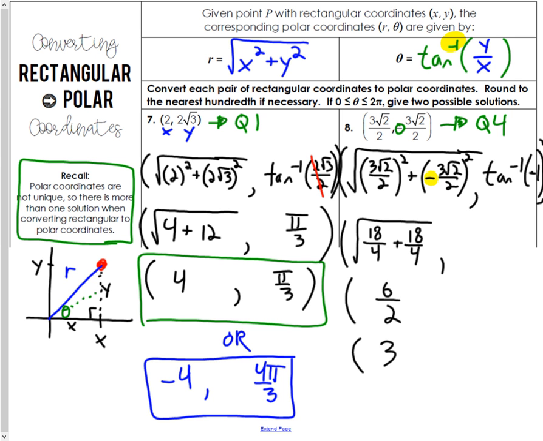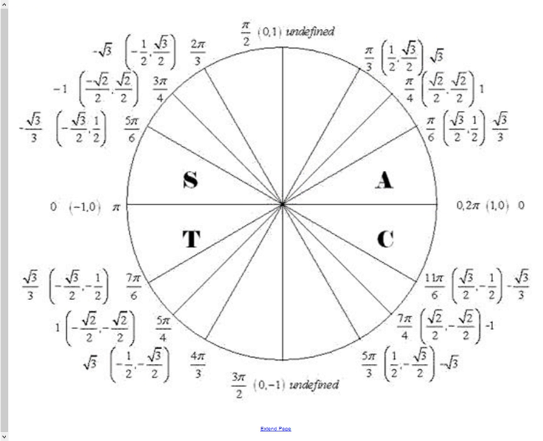Let's jump over to this tangent inverse business. That's going to be much quicker to deal with because we've already done that simplifying. Jump back to our unit circle. So where is tangent inverse going to be negative 1? Keep in mind there will be more than one of these. Here's one, and here's another one.